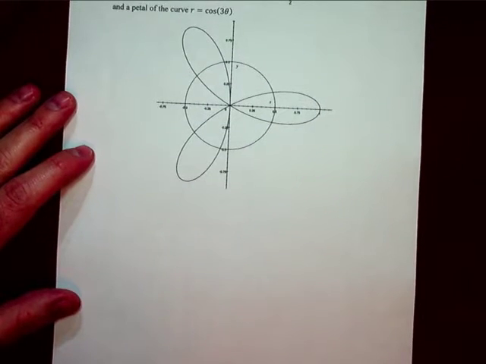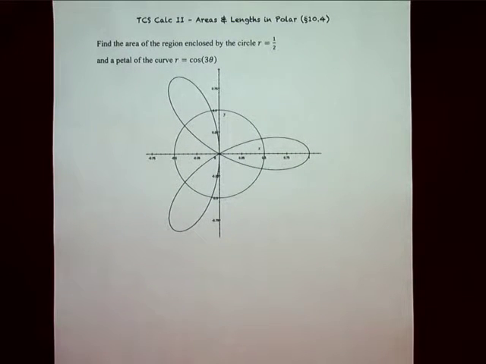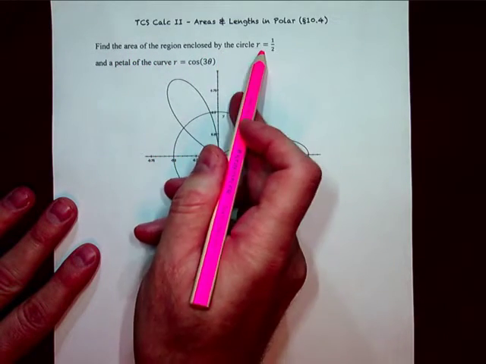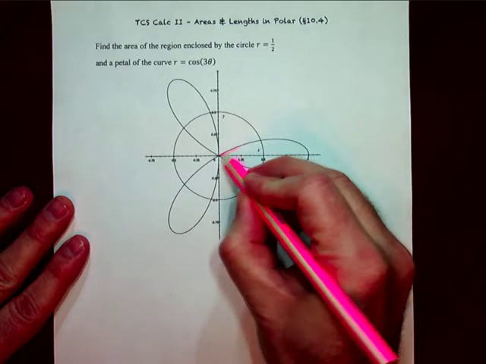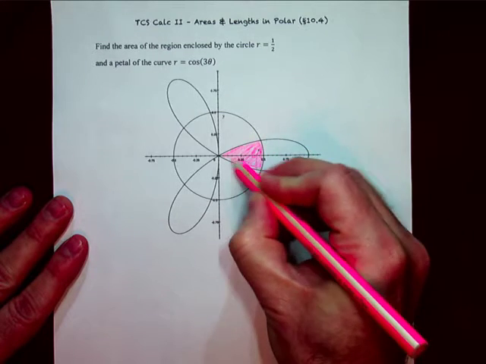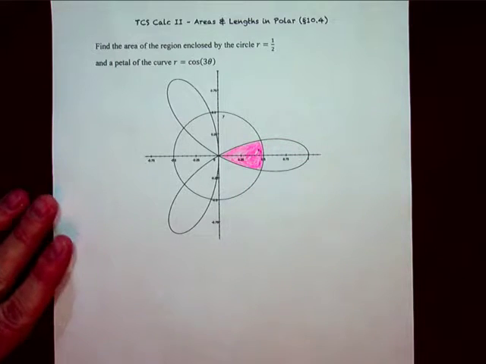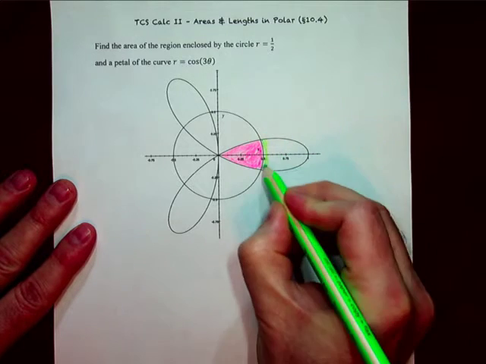Now that we've gotten some of the rudimentary problems with area between the curves done, let's go ahead and do this one. And this one is a little bit more challenging, and I'll explain why here in just a moment. Now we need to find the area of the region enclosed by the circle and a petal of the curve. So what we're looking for is this pink region right here, okay? Now, there's also this portion right here, the rest of the petal.